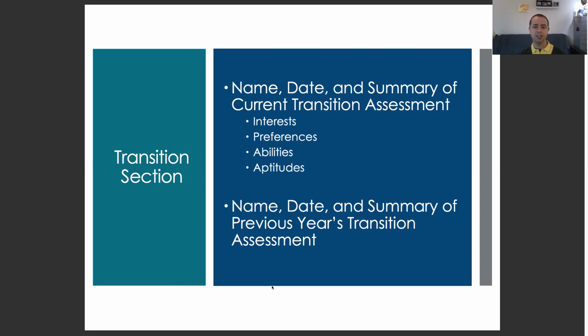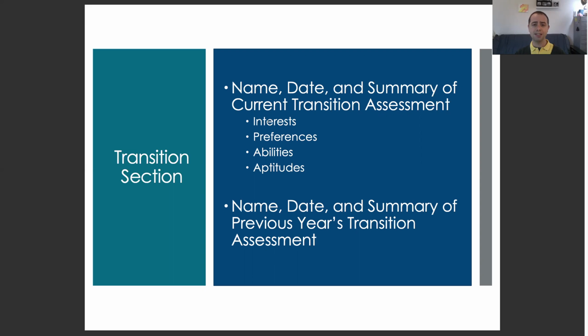And in that transition section, we're going to have a whole wealth of information. And we're going to give you an example of what this actually looks like in the IEP. But prior to that, let's take a look. We're going to have the name and the date and the summary of the current transition assessment. Remember, we want to have this year's assessment. We also want to go back and list last year's assessment information as well.